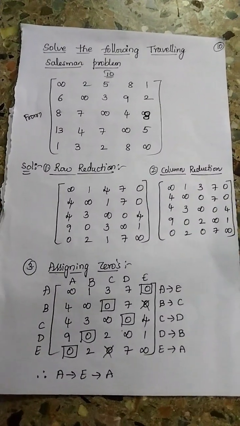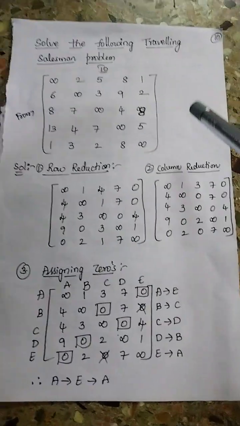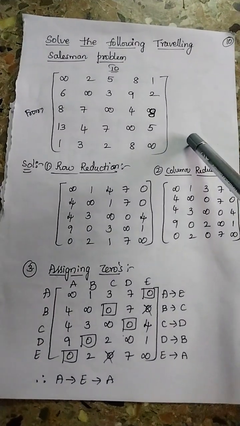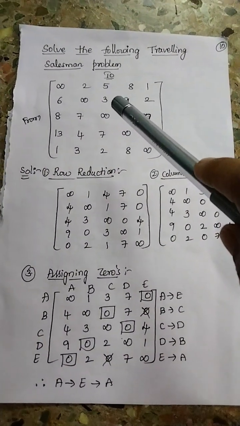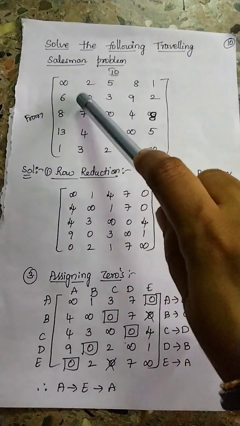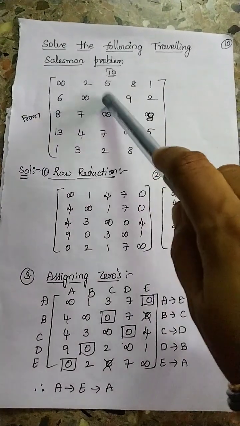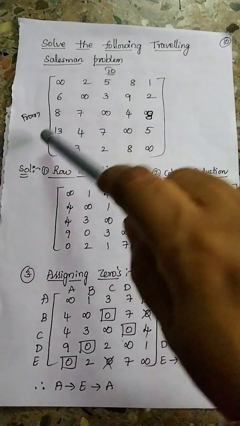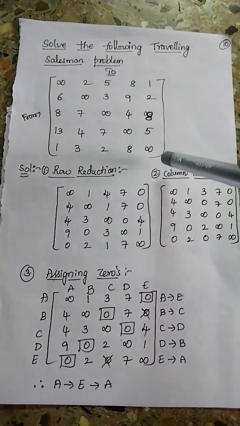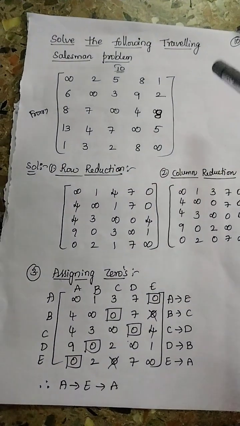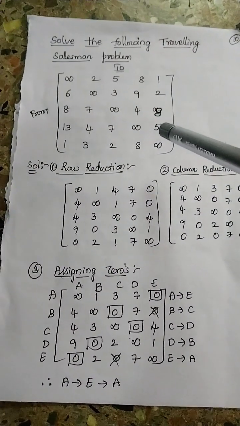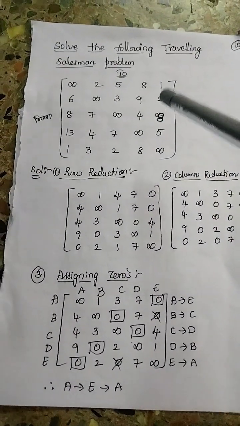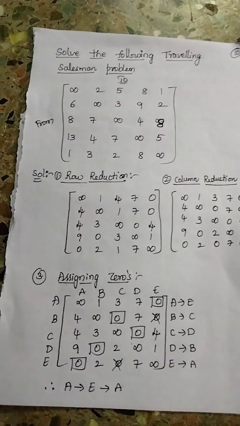So here, what is the first step? Here you can notice that there is a condition: he doesn't travel to the respective cities. That means A to A, B to B, C to C, D to D and E to E. That means he has no scope to go to the respective cities. There you are going to have infinity or dash.